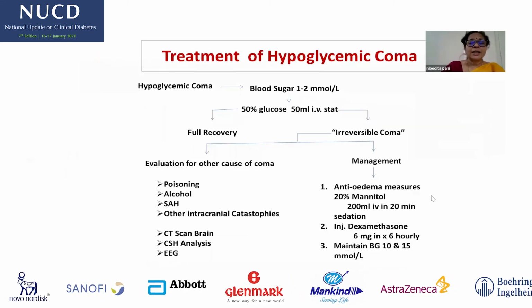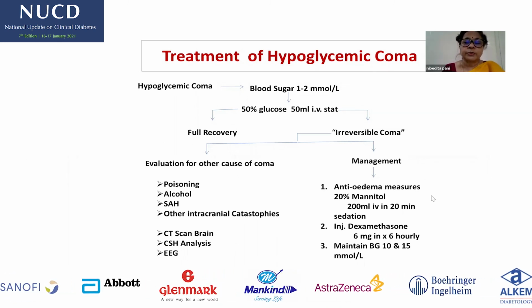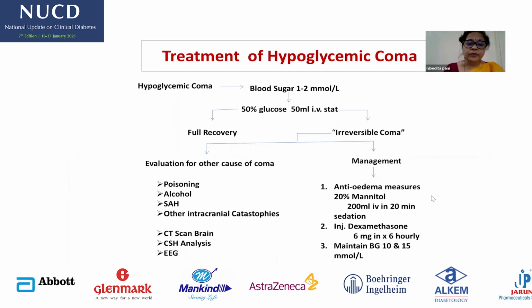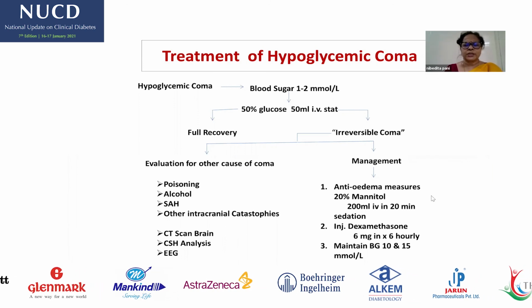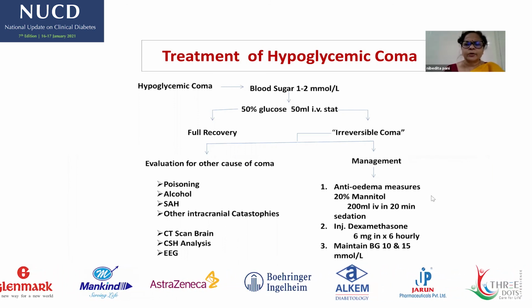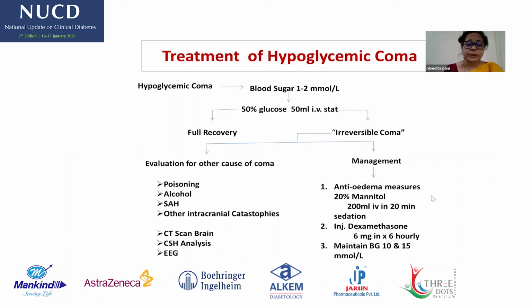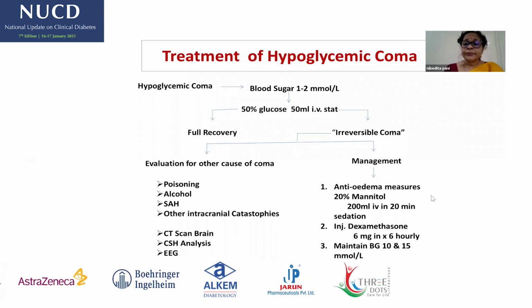So in hypoglycemic coma, the overall summary is 50% glucose, 50 ml IV to start, and you wait for full recovery. Suppose the patient has gone into coma, other factors you have to exclude in the differential diagnosis of hypoglycemia: poisoning, alcohol, SAH, other intracranial catastrophes. You can go for a CT scan of the brain, CSF analysis, and EEG.